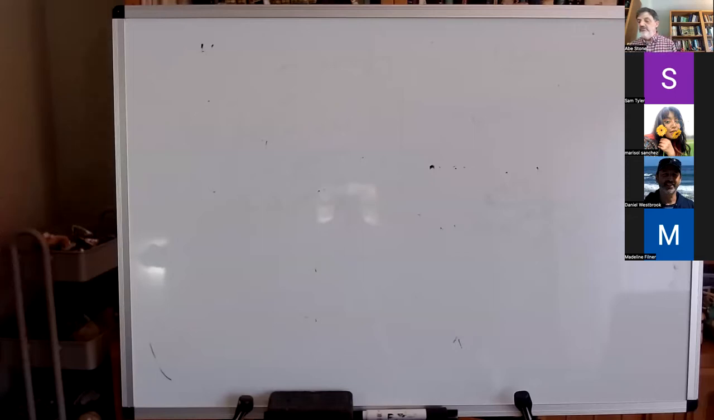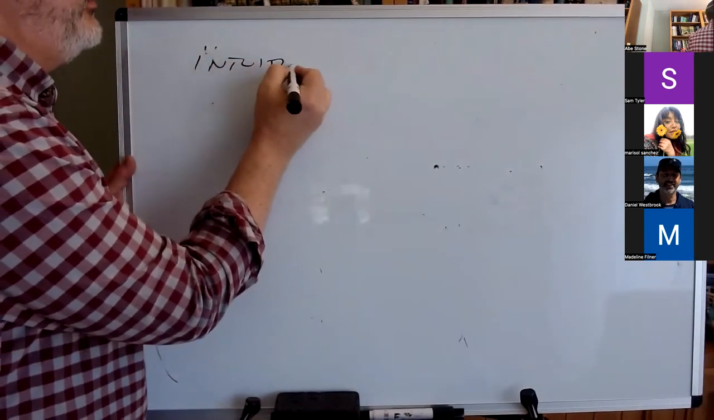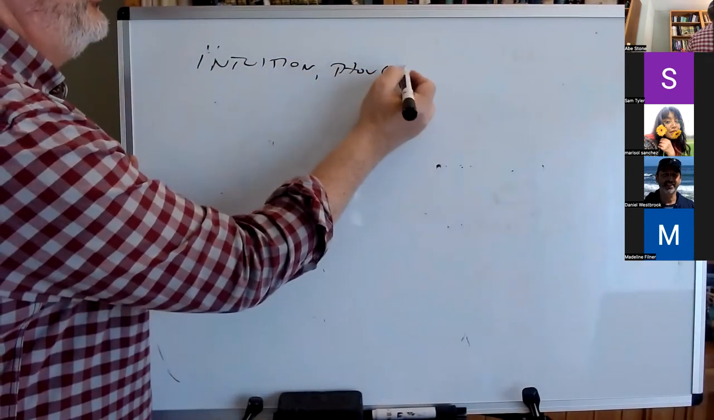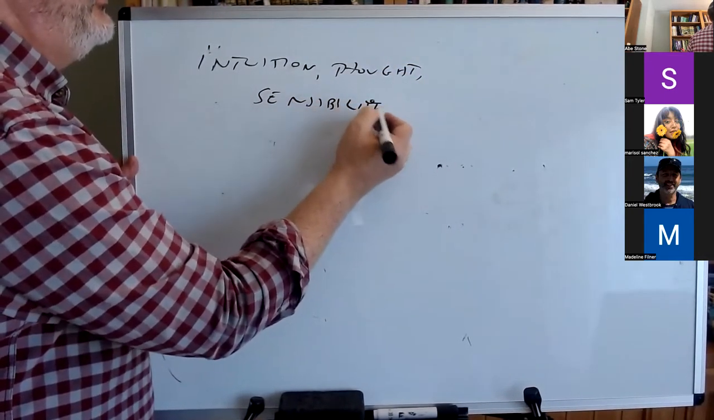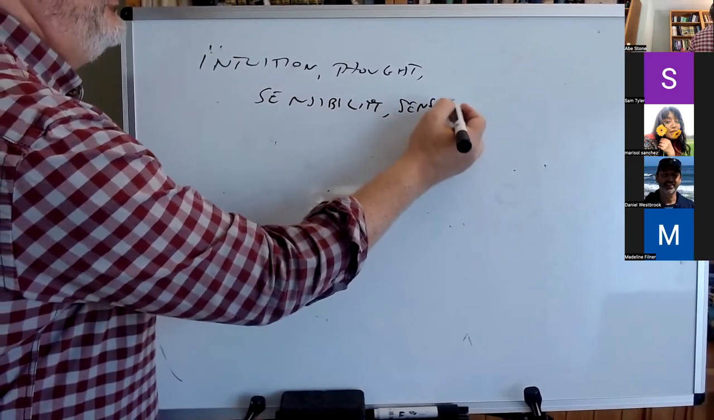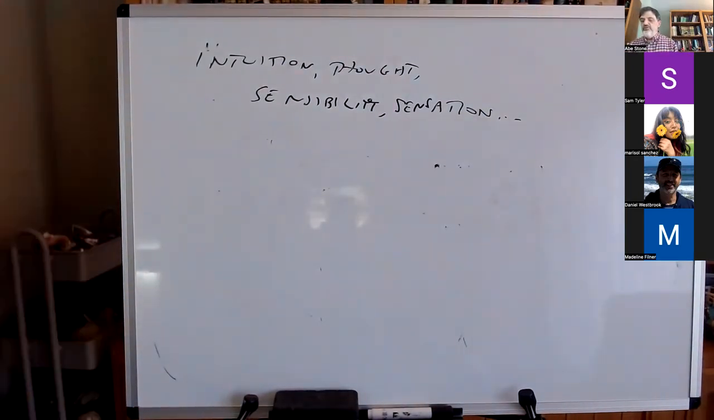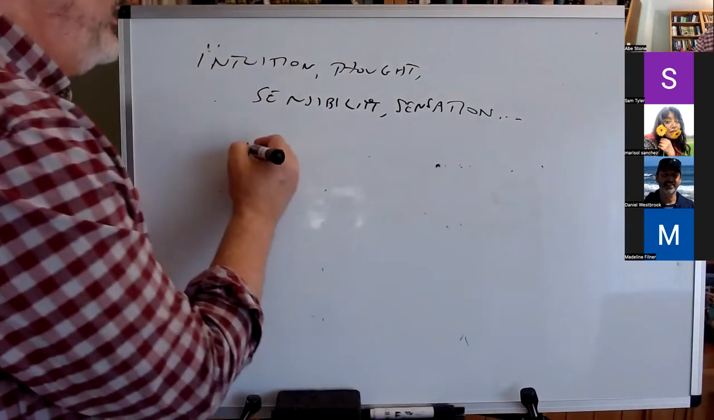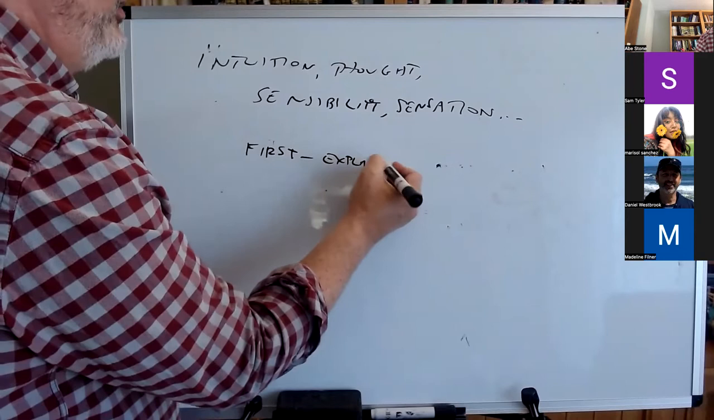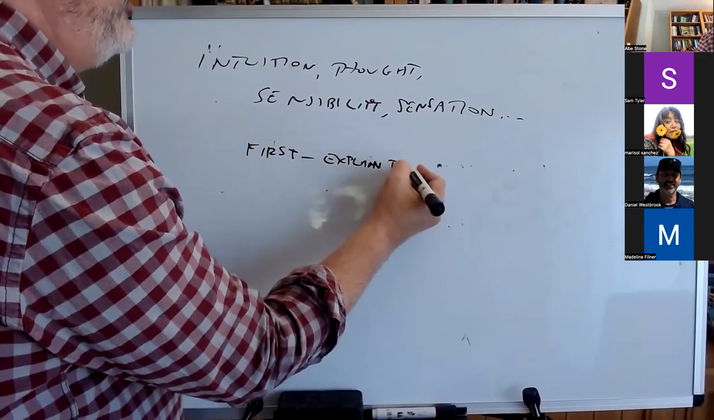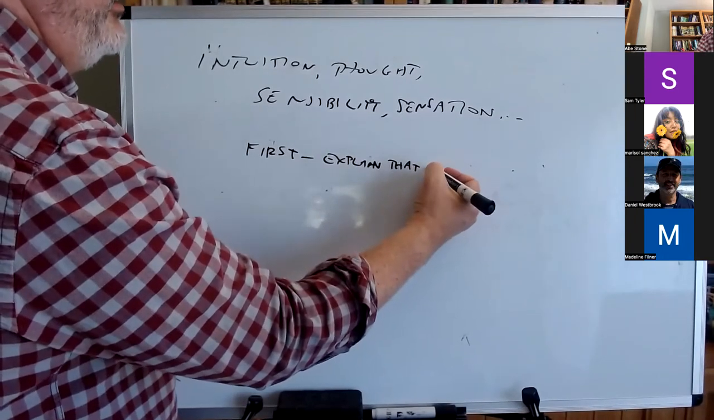So, such as, you know, intuition, thought, sensibility, sensation, and a bunch of others. So the first thing I'm going to do is explain that terminology, which means explaining a lot of details about how Kant thinks we know or represent things.